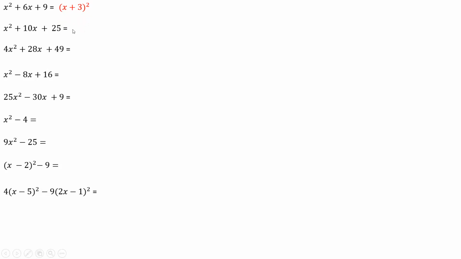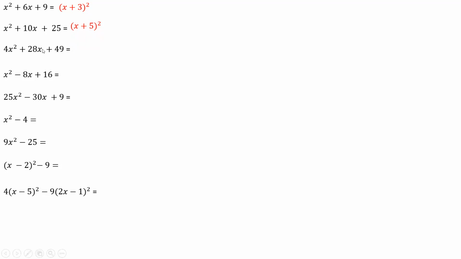Also, it's factorized using remarkable identity 1, which is a plus b, all of it squared. A squared is x squared, so a is x. The second term is positive, so I write plus. B squared is 25, its root is 5, so I write x plus 5, all of it squared.